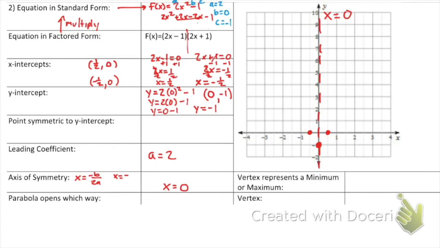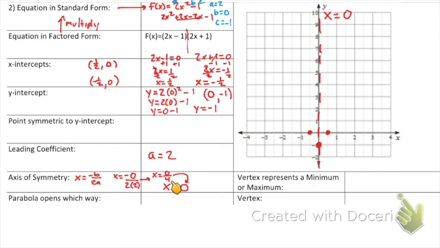So we have negative, and what's my b value? It's 0, over 2 times a, which is 2. If we did this math, we get x equal to 0 over 4, which means x is equal to 0, which we got. Okay? So that's another way we can get our axis of symmetry: through the equation, using the a, b, and c values and plugging them into this formula.